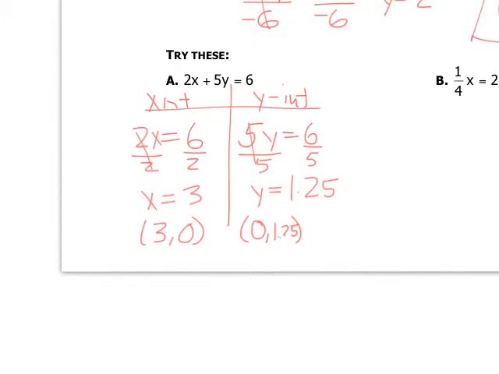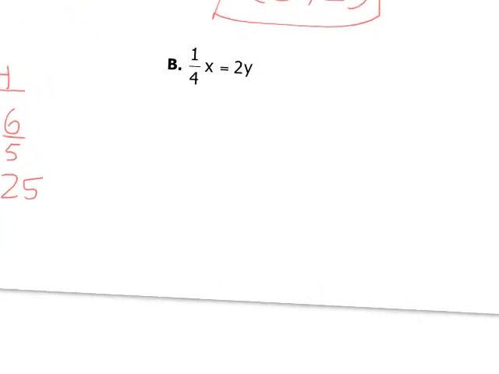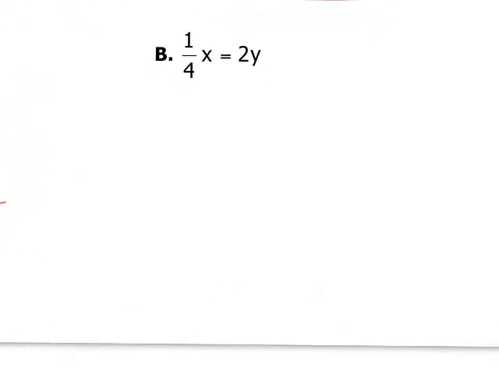All right, let's pull it over and look at B. Okay. So for B, I need to get it into standard form first. So I need x and y to the same side. So I'm going to subtract the 2y over here. So I have 1/4 x minus 2y equals, what's my number over here? 0.